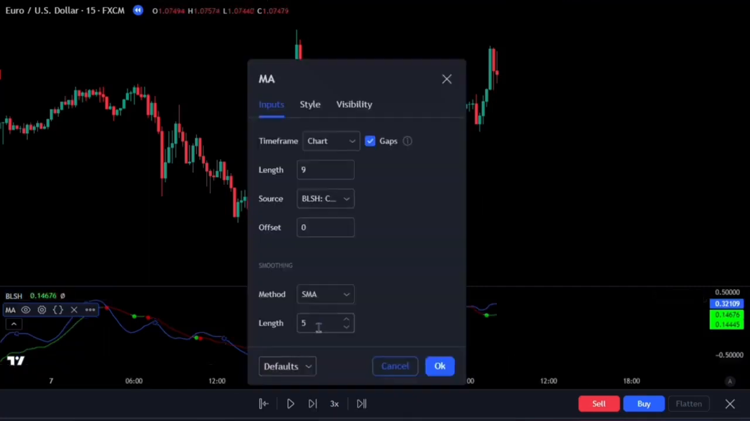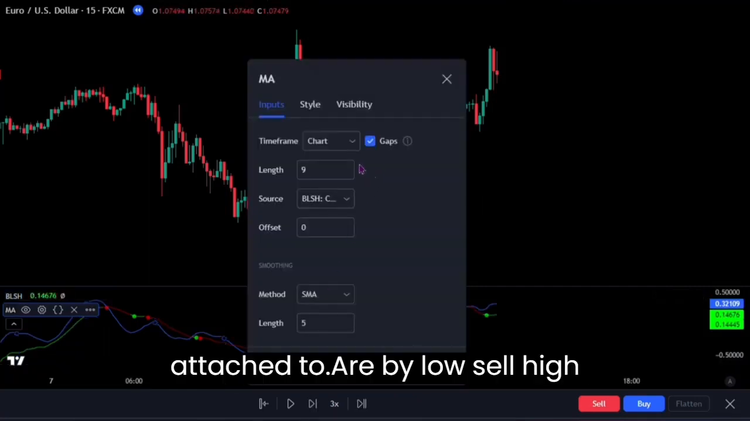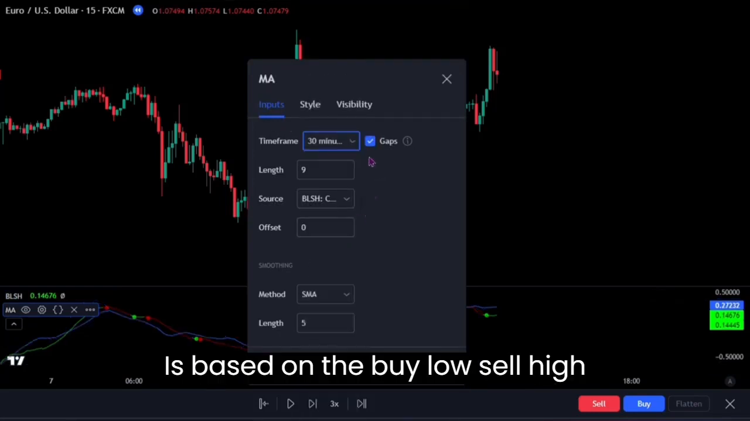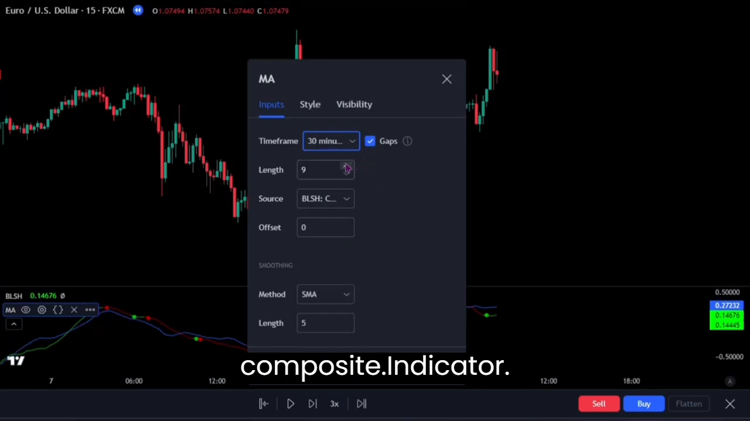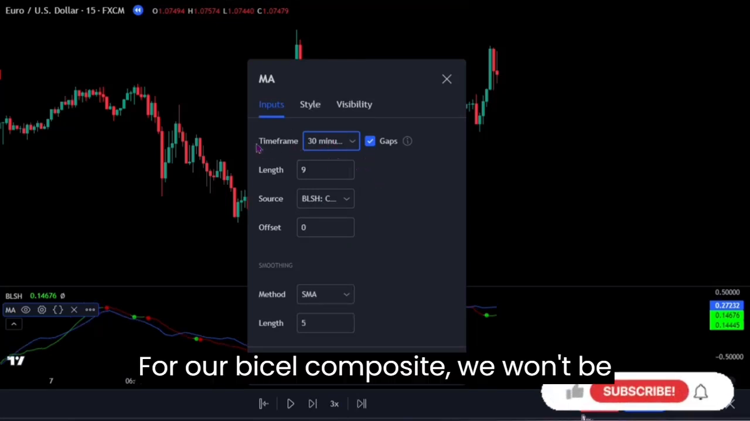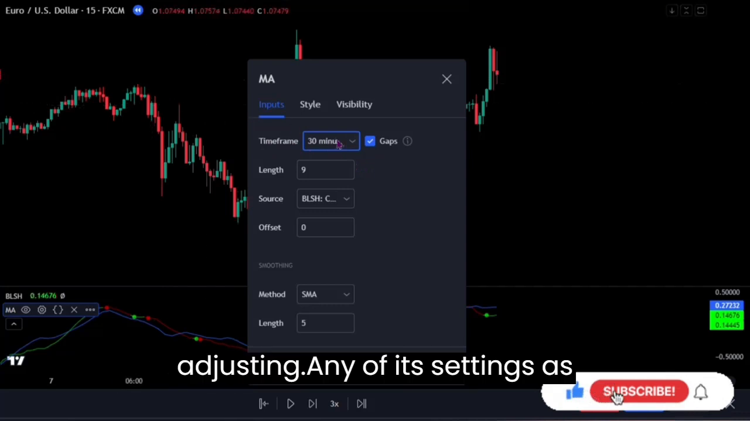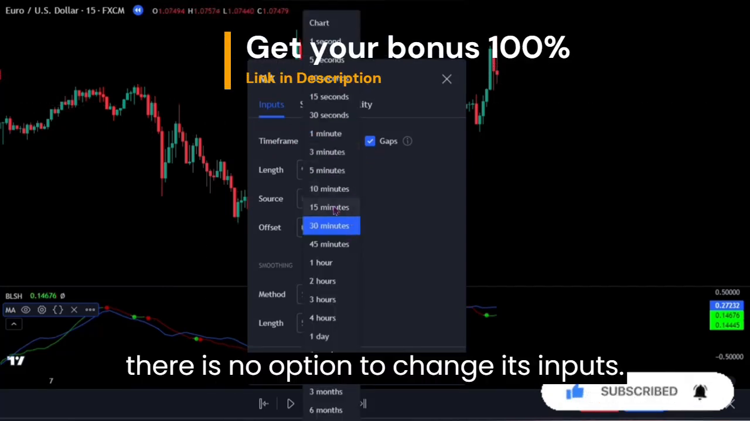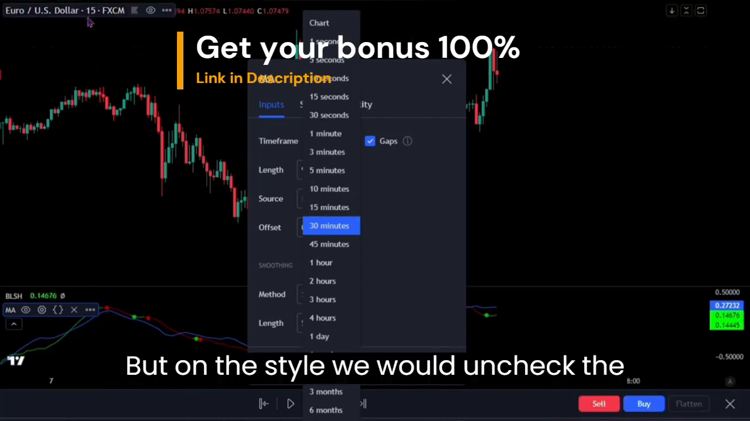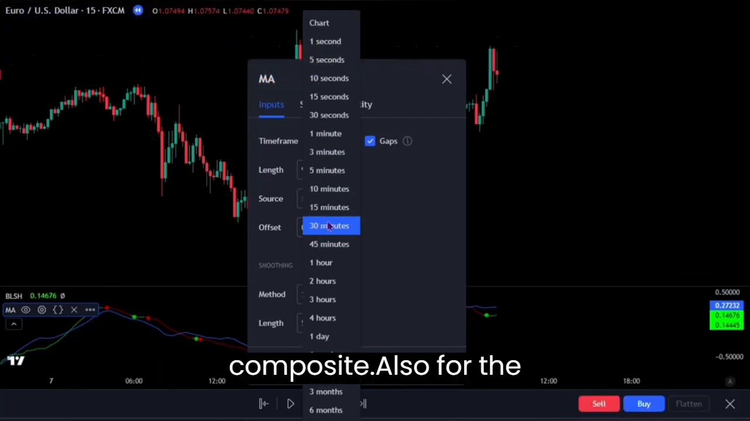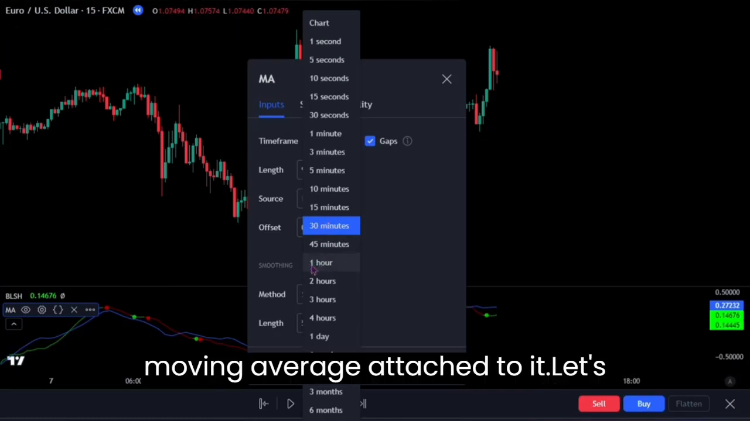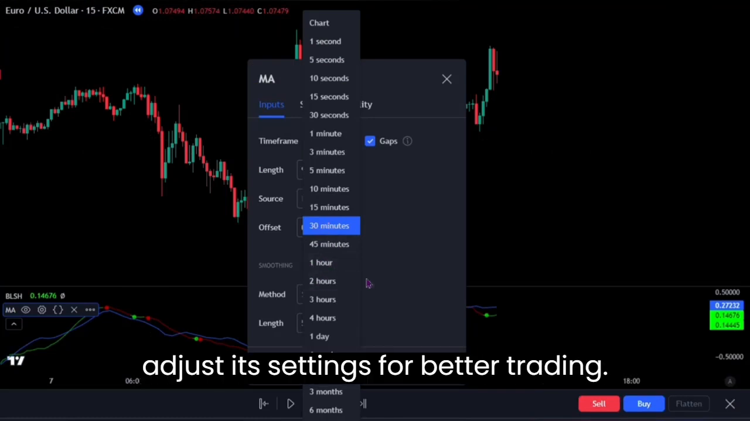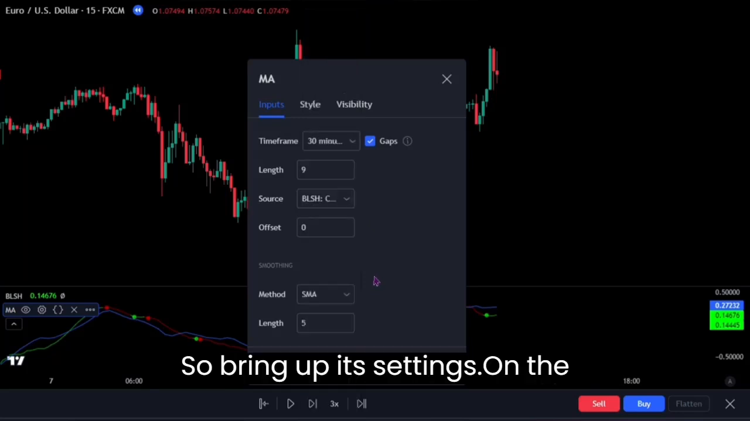Now we can notice it has been attached to our Buy Low Sell High Composite, and its reading is based on the Buy Low Sell High Composite indicator. For our Buy Sell Composite, we won't be adjusting any of its settings, as there is no option to change its inputs. But on the style, we would uncheck the composite. Also, for the moving average attached to it, let's adjust its settings for better trading. So bring up its settings.